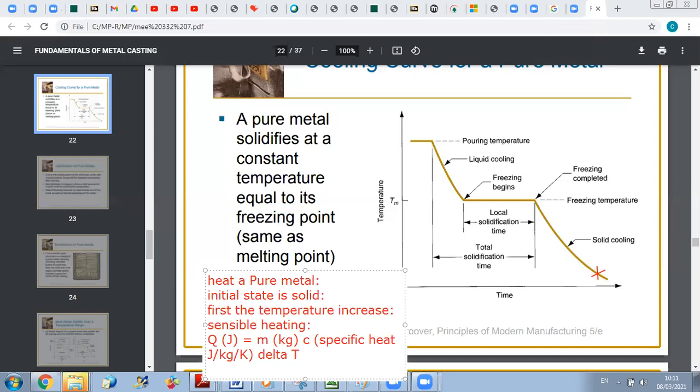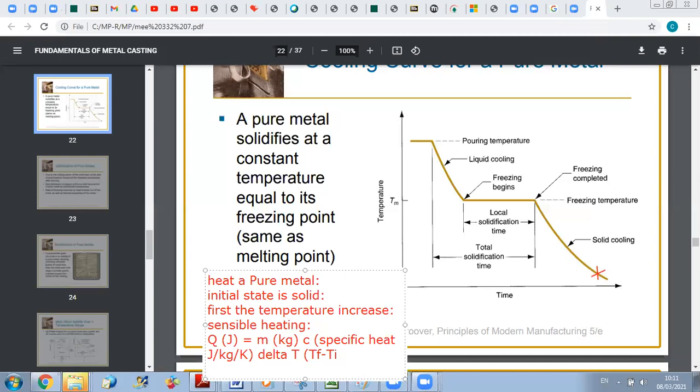In case you are heating, delta T is positive. This means that your material is absorbing heat, which will increase its temperature. In case you are cooling, delta T will be negative because you will go from the highest temperature to a lower temperature. So delta T is always T final minus T initial.